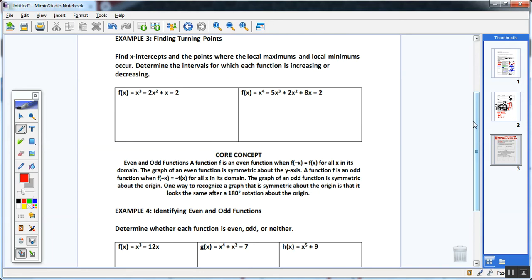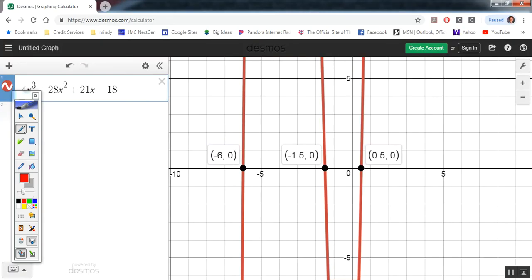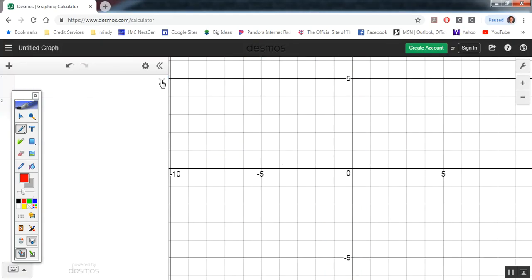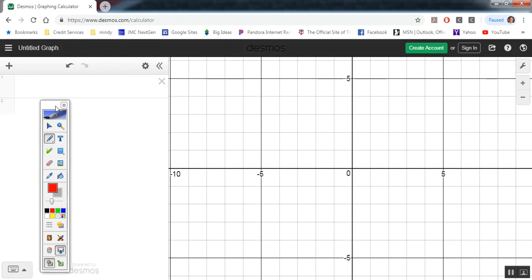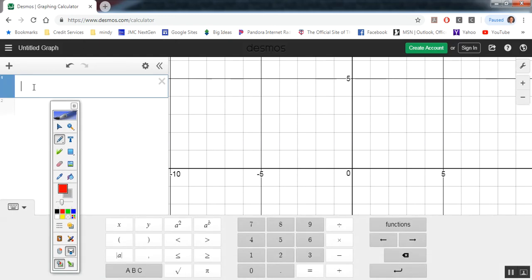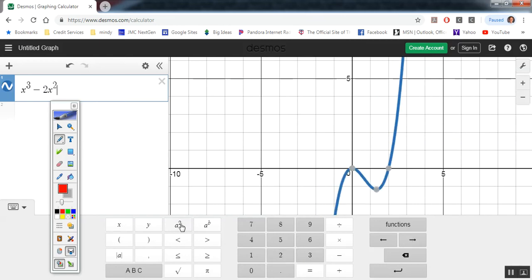So help me with this. We'll do the one on the left. So you guys tell me what I need to put in here. What's the function on the left there? X to the third power. Okay, x to the third. Negative 2x to the second power. Minus 2x to the second. Plus x. Minus 2. Okay.